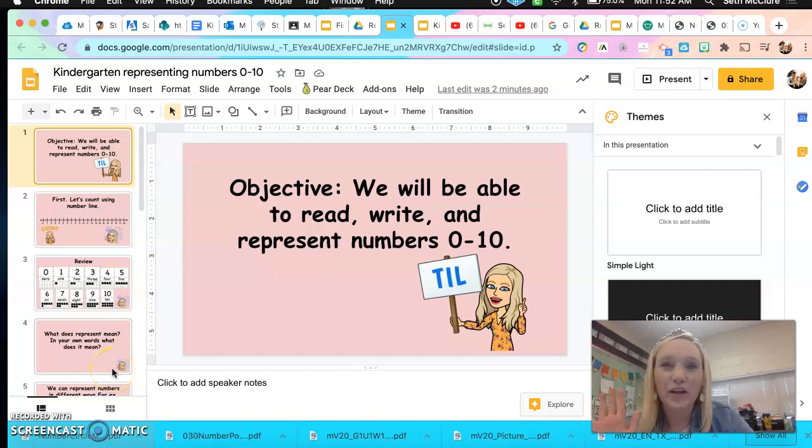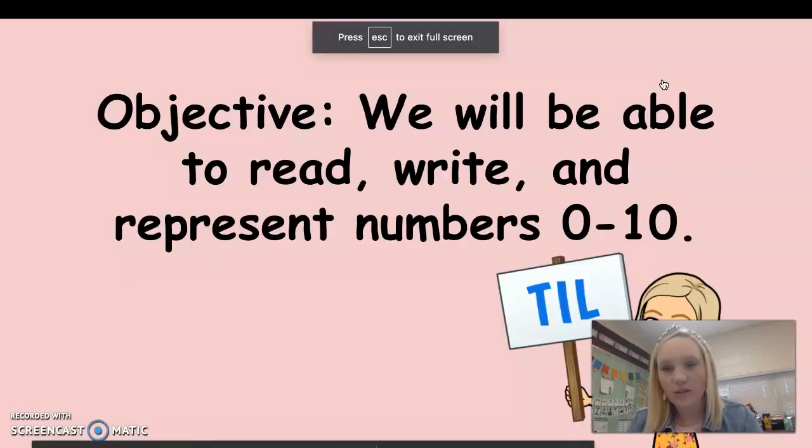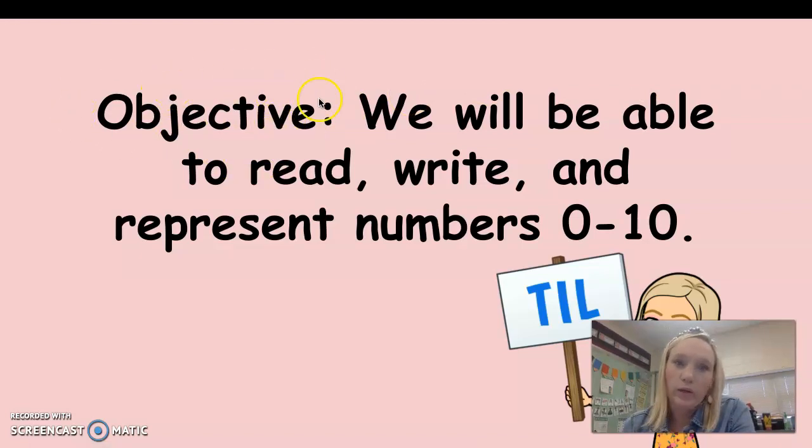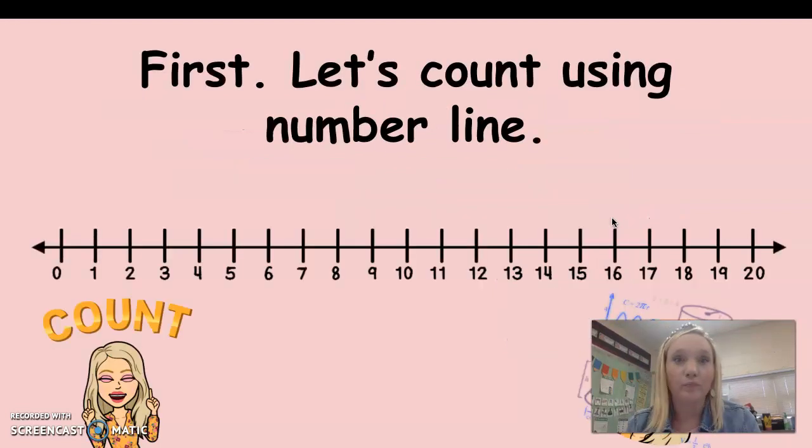All right, hi friends. Today we are going to work on representing numbers. We're going to learn about representing numbers. So I'm going to share my screen with you. And let's look at our goal and our objective. Today, what we will be able to do is read, write, and represent numbers 0 through 10. That is our goal today and this week, to be able to represent numbers 0 through 10, reading them, writing them, and representing them.